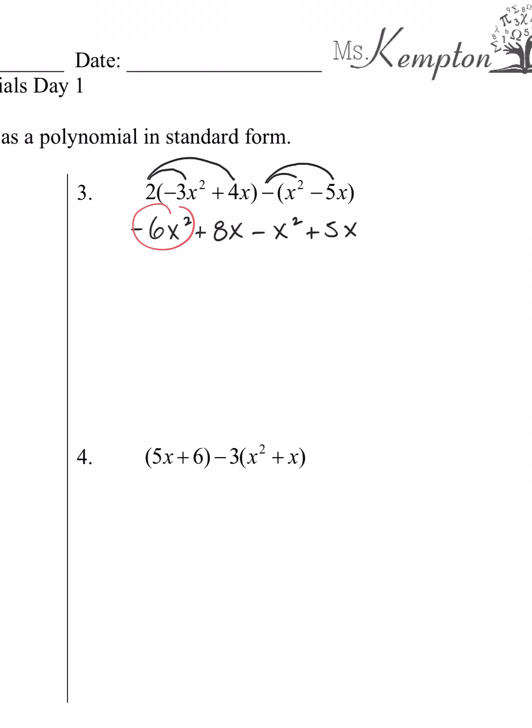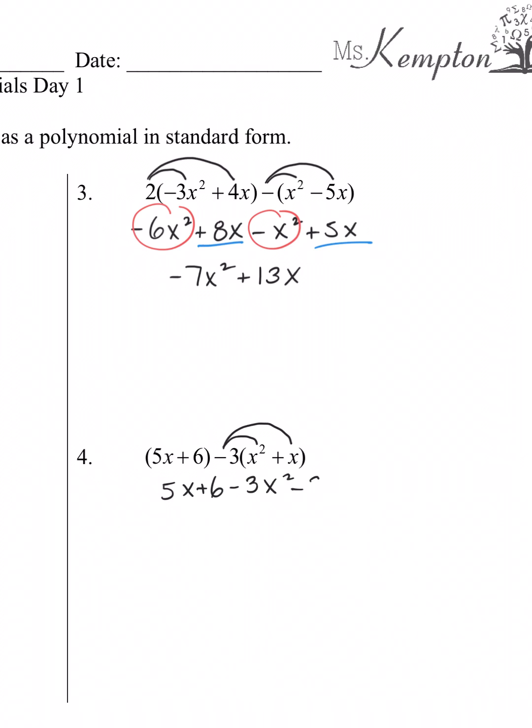All right, let's add these together. I have a negative 6 and a negative 1 that adds to negative 7x squared. I have a positive 8x and a positive 5x, which is a positive 13x. And lastly, we're going to take this negative 3 and multiply it by both terms. So we're going to keep that. This becomes negative 3x squared, and this becomes negative 3x.